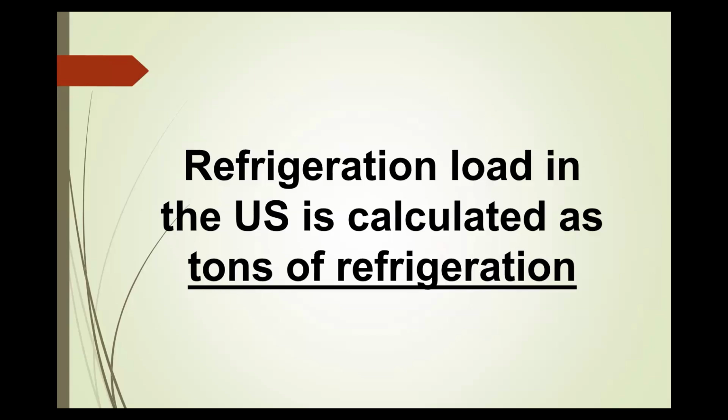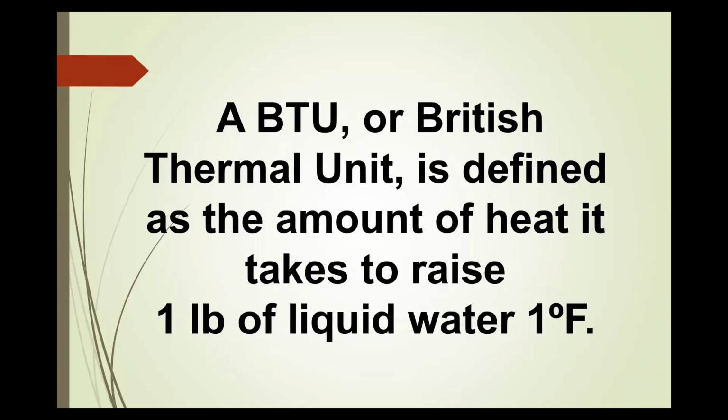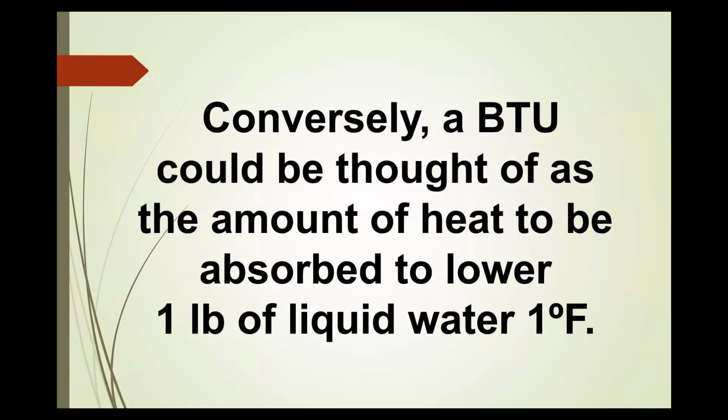Refrigeration load in the U.S. is calculated as tons of refrigeration. A ton of refrigeration is based on BTUs. A BTU, or British thermal unit, is defined as the amount of heat it takes to raise 1 pound of liquid water 1 degree Fahrenheit. Conversely, a BTU could be thought of as the amount of heat to be absorbed to lower 1 pound of liquid water 1 degree Fahrenheit.